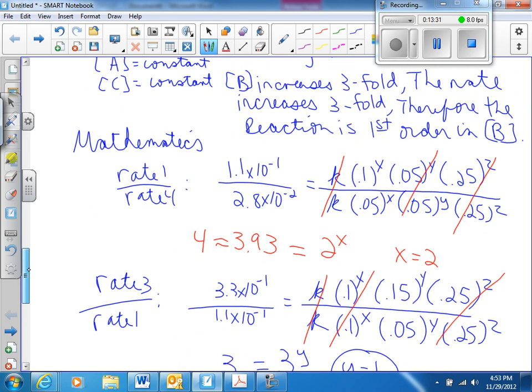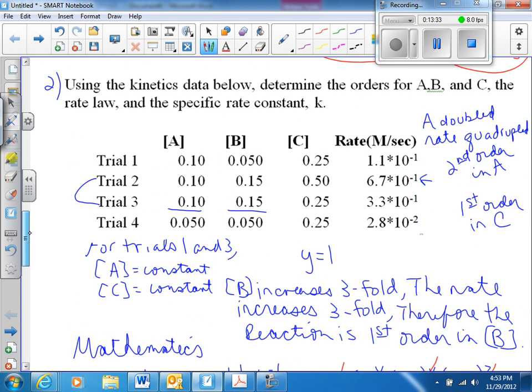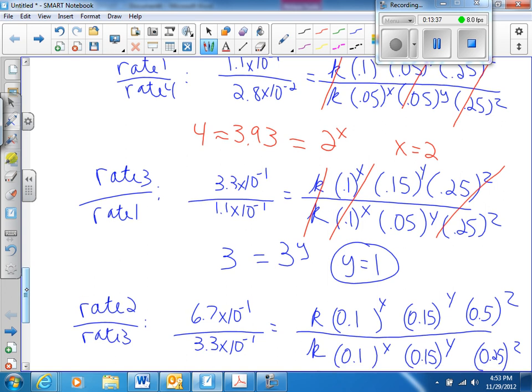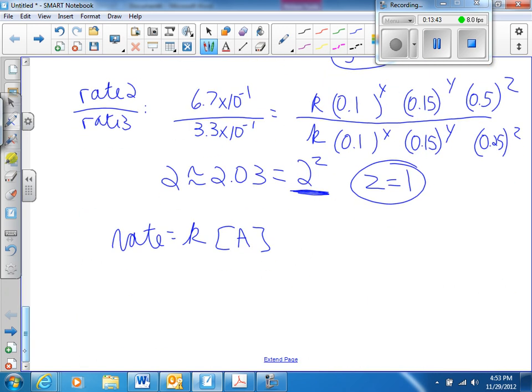What was x? X was 2. Oh, another quick note. Right here we also made an approximation. That happens sometimes. So x is 2. I'm pretty sure y was 1. And z was 1. There's my rate law, and now I have to solve for the specific rate constant.